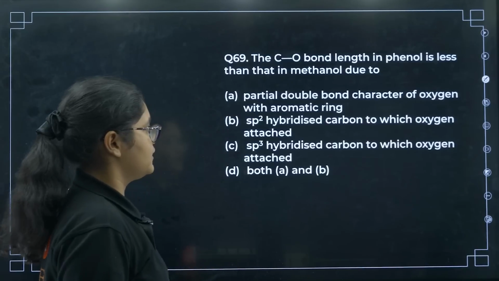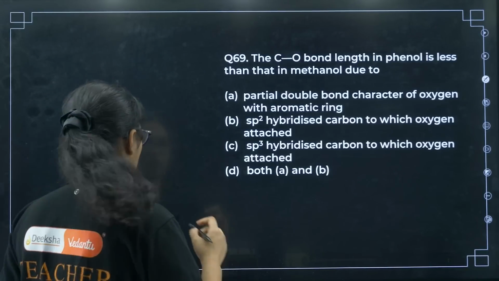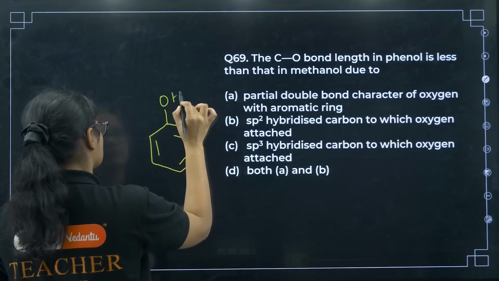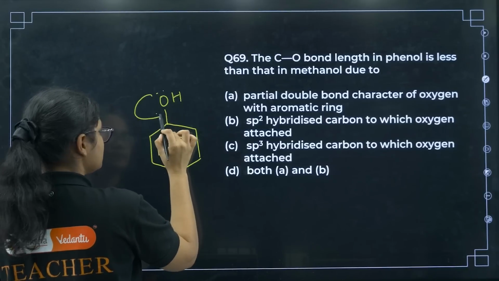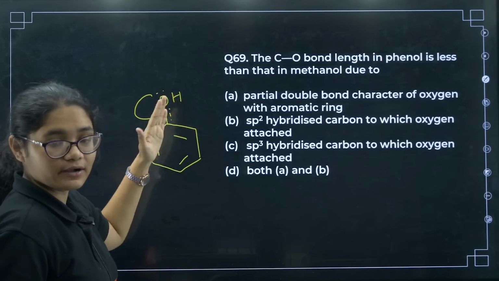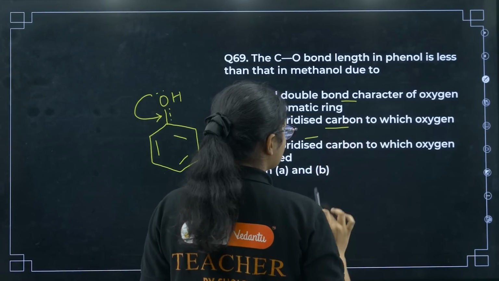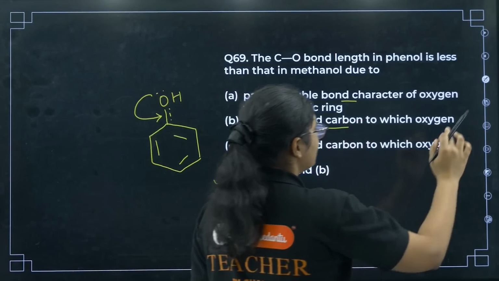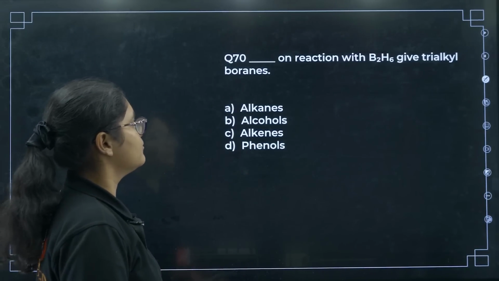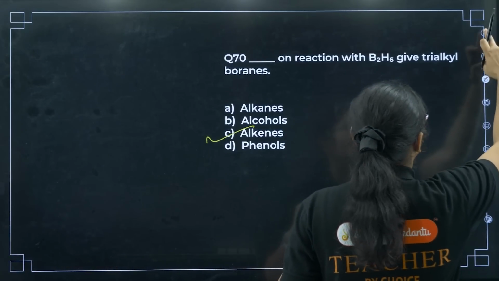Next, the C-O bond length in phenol is less than in methanol due to... we just discussed the C-O bond length. In phenol, what happens? There is a partial double bond formed, right? Now due to this partial double bond character, the bond length will decrease. So that is because of the partial double bond and the sp2 hybridized carbon, both are the reason. So that is option number A and B. Next, alkene reaction with B2H6 gives trialkyl boranes.